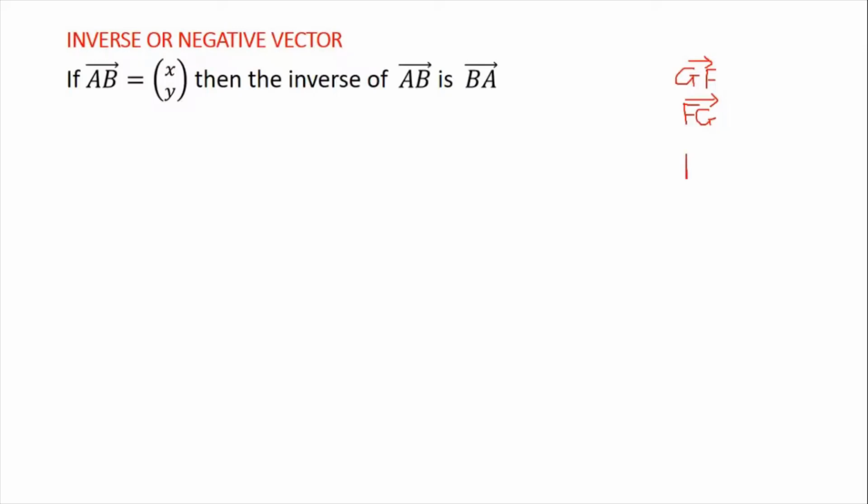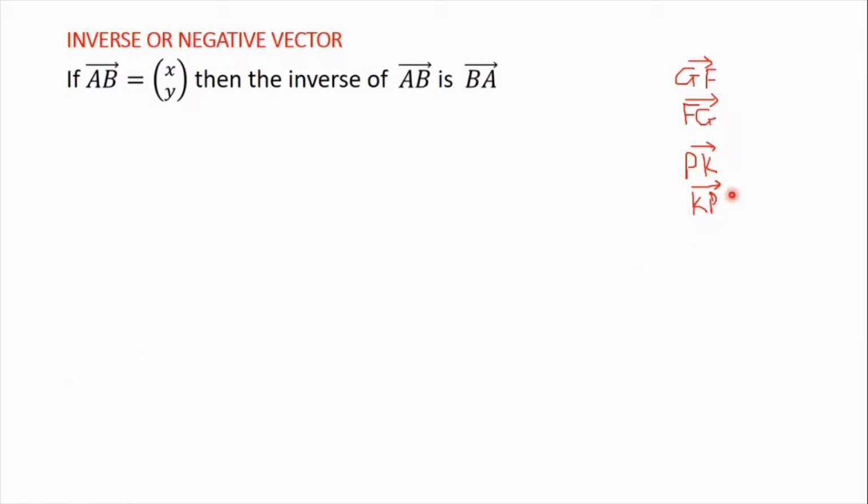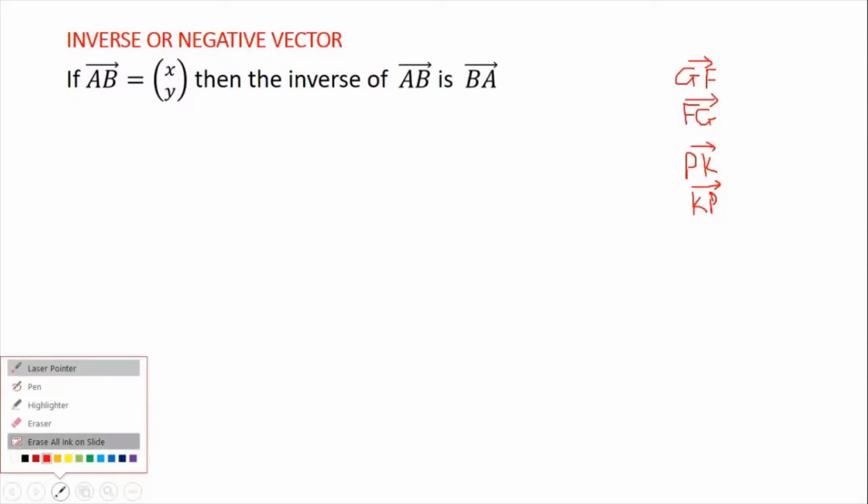In the same way, if you have the vector PK and you interchange their positions and have vector KP, we say that vector PK is the inverse of vector KP, or vector KP is the inverse of vector PK. So if you interchange the positions of the letters, one is the inverse of the other. How do you find the inverse of a vector?